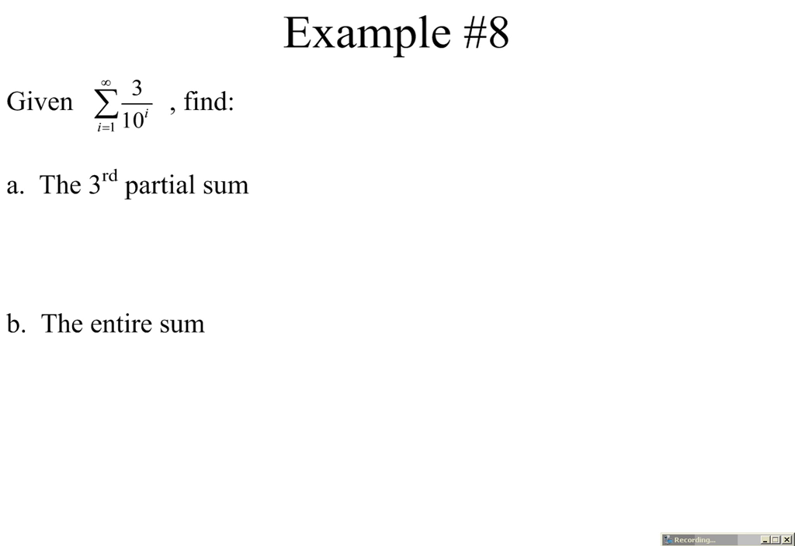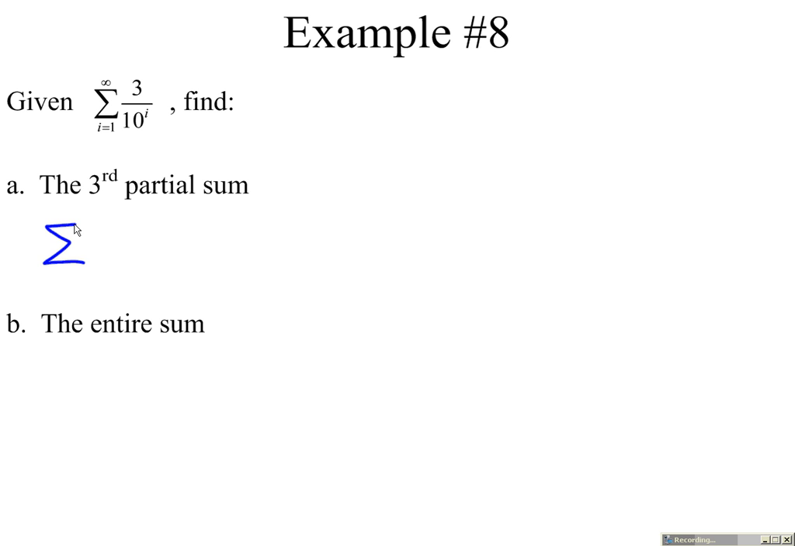Okay, number 8. Given the sum from i equals 1 up to infinity of 3 over 10 to the i, find the third partial sum. Okay, this is an infinite sequence. It goes on forever. Our upper bound is infinity, meaning it goes on forever. So when we're asked to find the third partial sum, that's simply replacing that upper bound of infinity now with 3. In other words, we just want to find the sum of the first 3 terms.